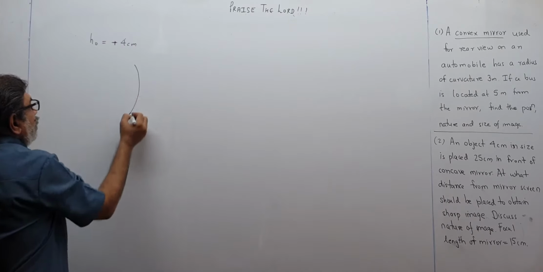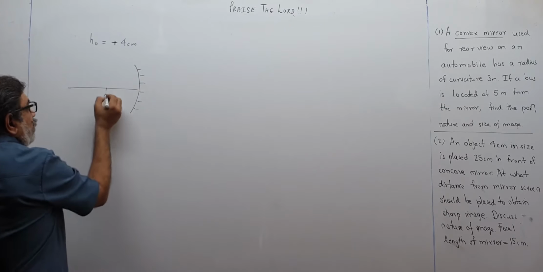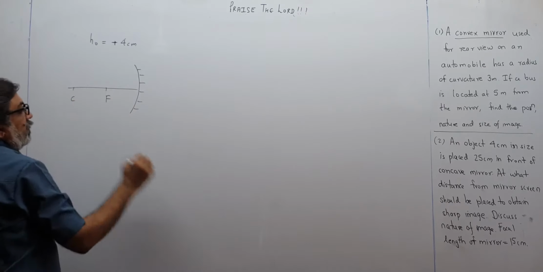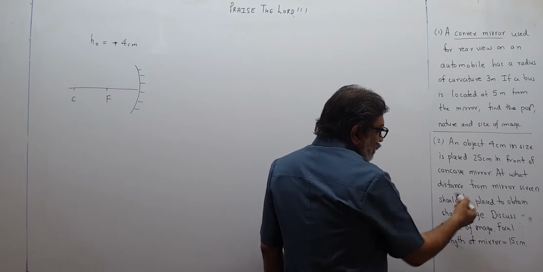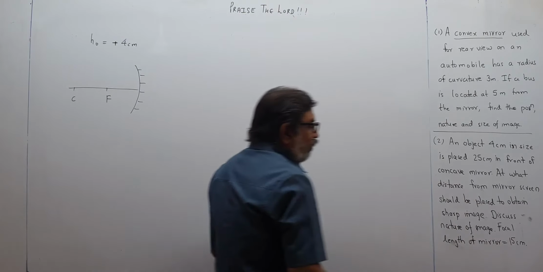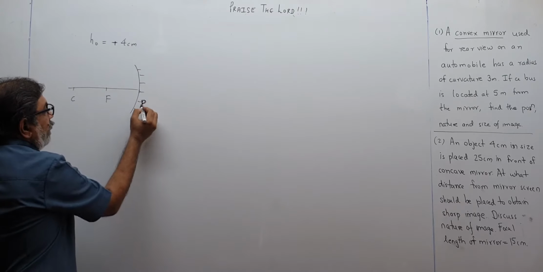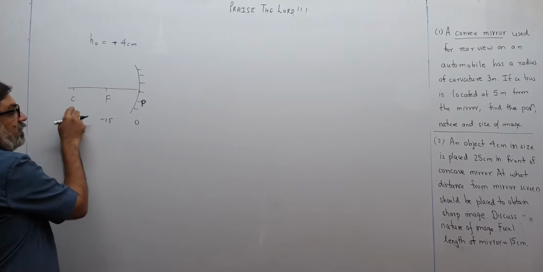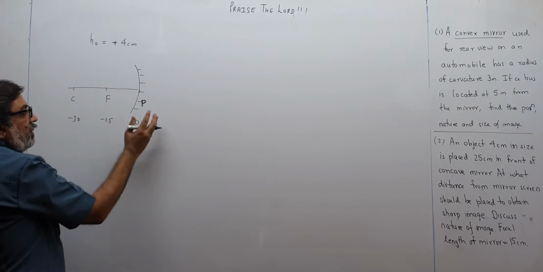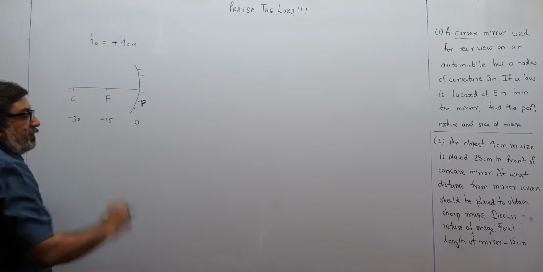So maybe this is the concave mirror, like this over here. So this may be F, this may be C, and is the focal length or radius of curvature of the mirror given somewhere? Yeah, it is given. Focal length is 15. So see, this is the pole. You write this as 0. This will be minus 15. This will be minus 30. R will be 2 times F. So write like this. Below P you write 0, then minus 15 and minus 30.